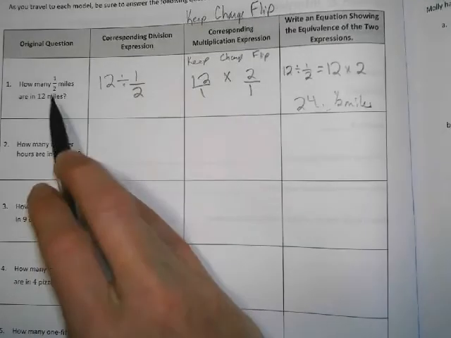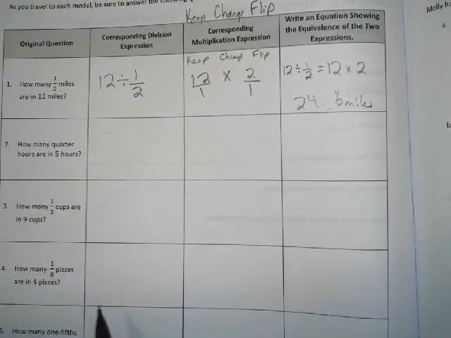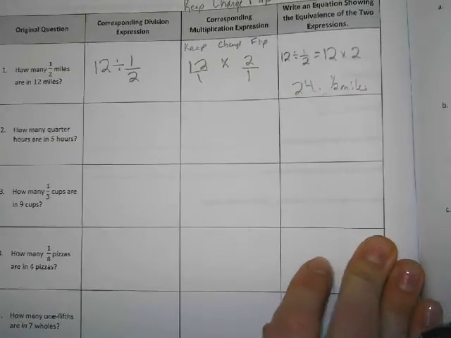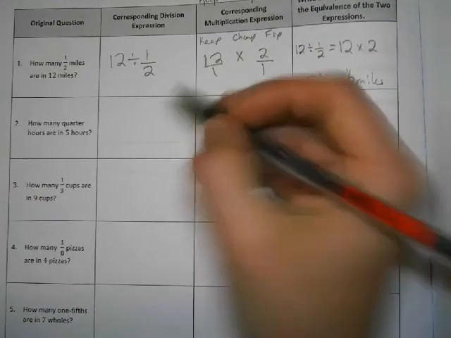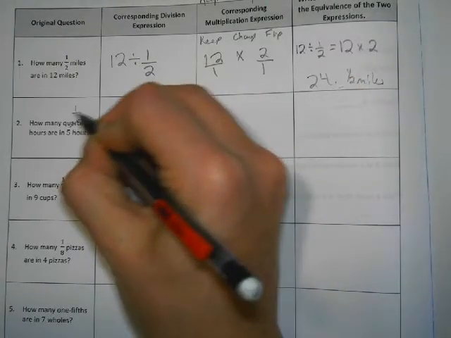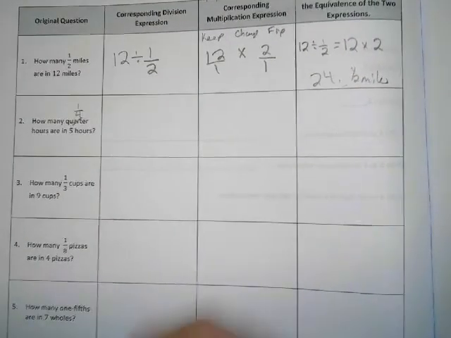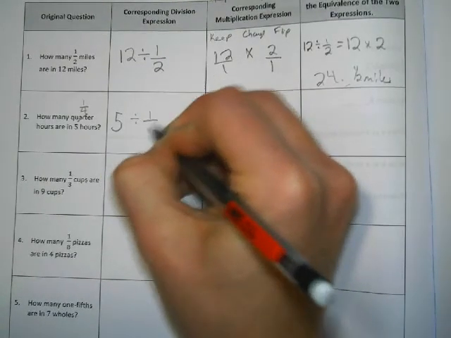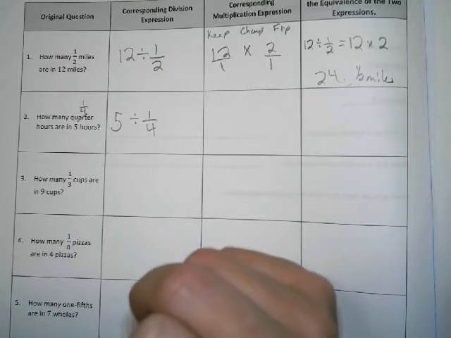Because it was asking how many halves are in 12. Then your next one, how many quarter hours are in 5 hours? Well, a quarter is 1/4. So we have 5 hours. We want to know how many 1/4 are in there. So we have 5 divided by 1/4.